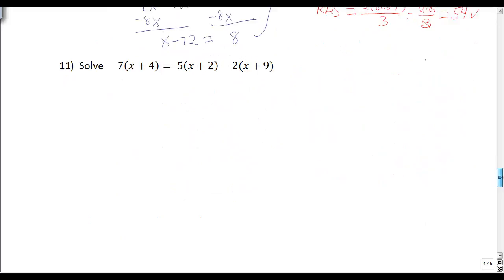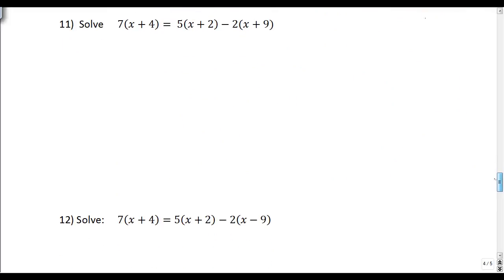Okay. Next one. This one, we've got x in 3 places. So I'm going to use the same kind of strategy I've been using, where I'm going to simplify the left-hand side of the equals, simplify the right-hand side of the equals. So I'm going to distribute the 7. 7 times x plus 7 times 4 gives me 28.